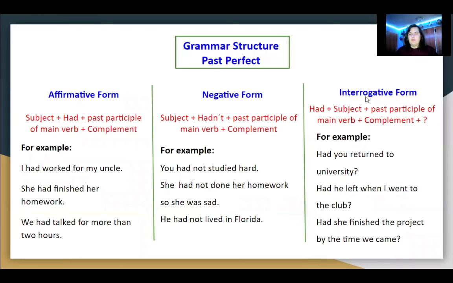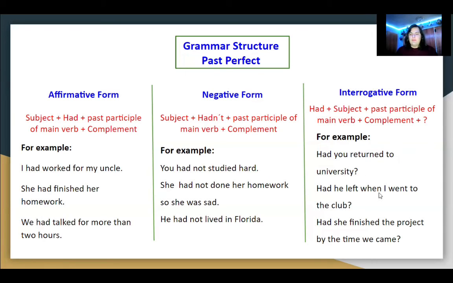Now, in interrogative form, we have to make a sentence with had plus subject plus past participle of main verb plus complement plus the interrogation mark. For example, had you returned to university? Had, you is the subject, returned is the past participle of main verb, and to university is a complement, and here is the interrogation mark.